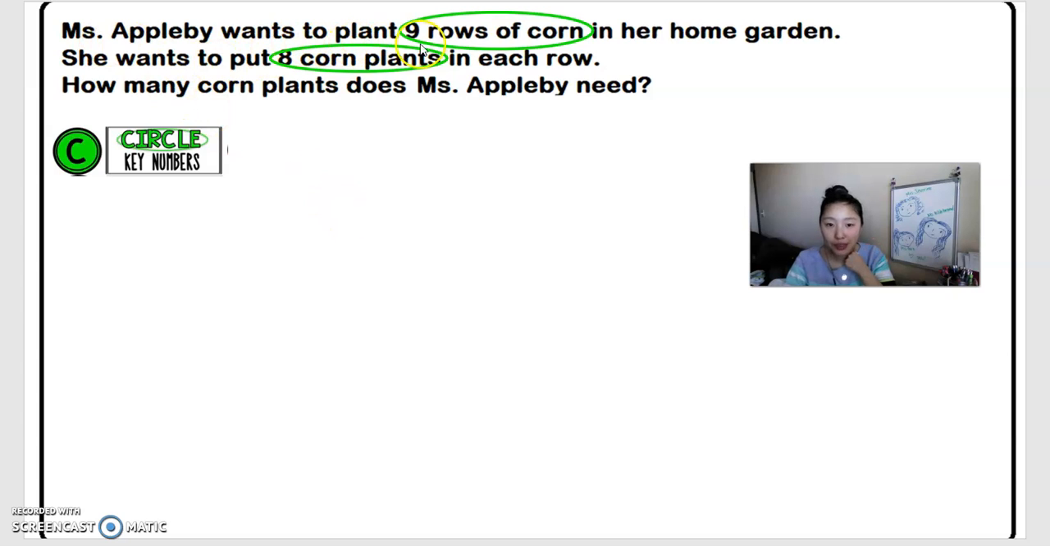Miss Appleby wants to plant 9 rows of corn in her home garden. She wants to put 8 corn plants in each row. How many corn plants does Miss Appleby need? So again, it's right there for you. How many corn plants does Miss Appleby need? Did you get that? Good. We're going to move on.